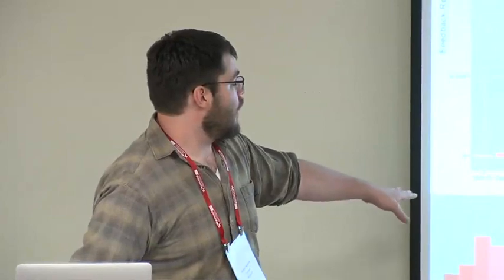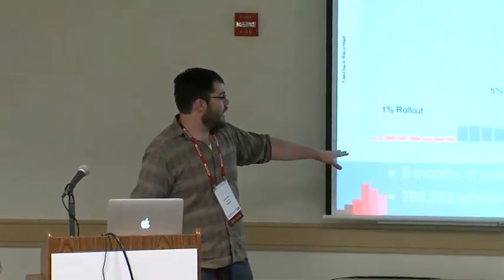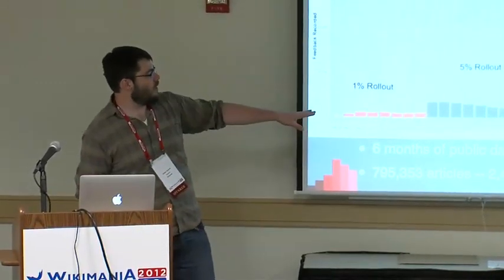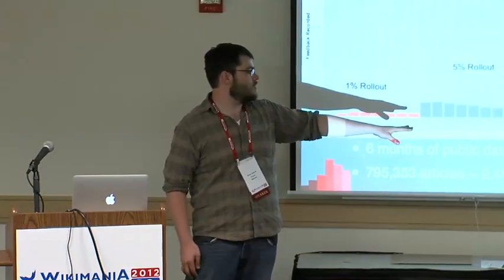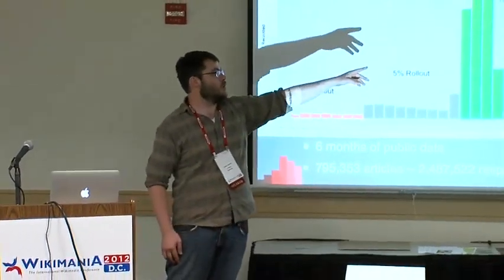So what does this look like? I mentioned that they had a rollout. So we're looking at 2011. The dates are very small. I apologize for that. But it starts in March. And from March to May, it's on 1% of Wikipedia articles. From May to July, it's on 5% with a jump up to 10% there. And then it's on 100% for the rest of them.